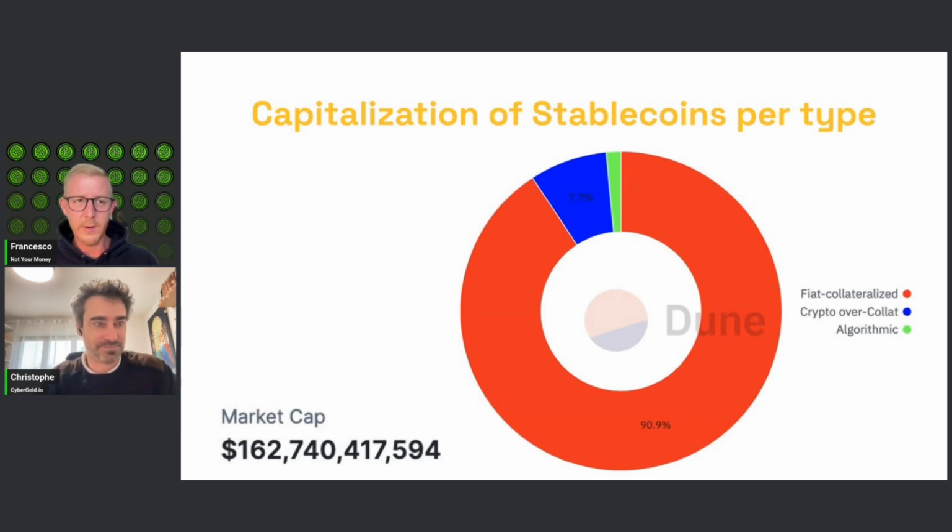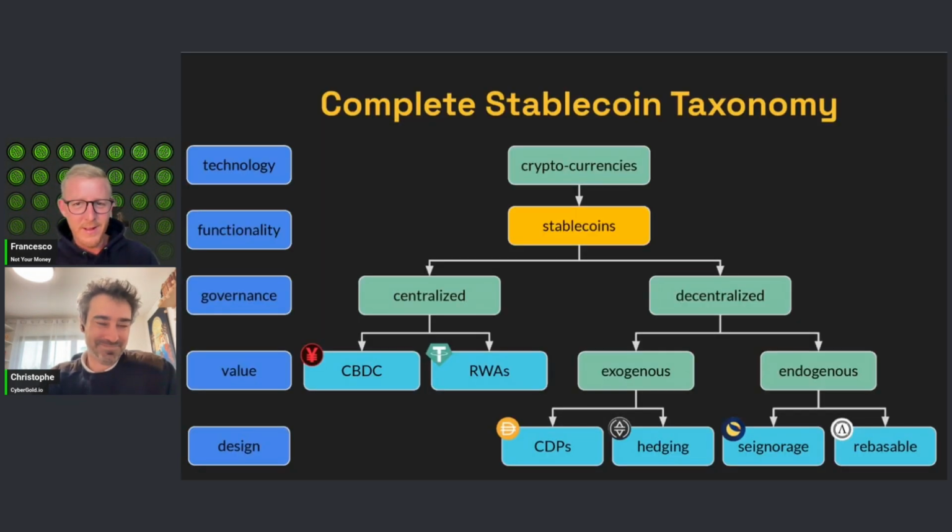Okay, that's interesting. Now, you've mentioned centralized a number of times in your narrative. So let's go one level further. Centralized versus decentralized.